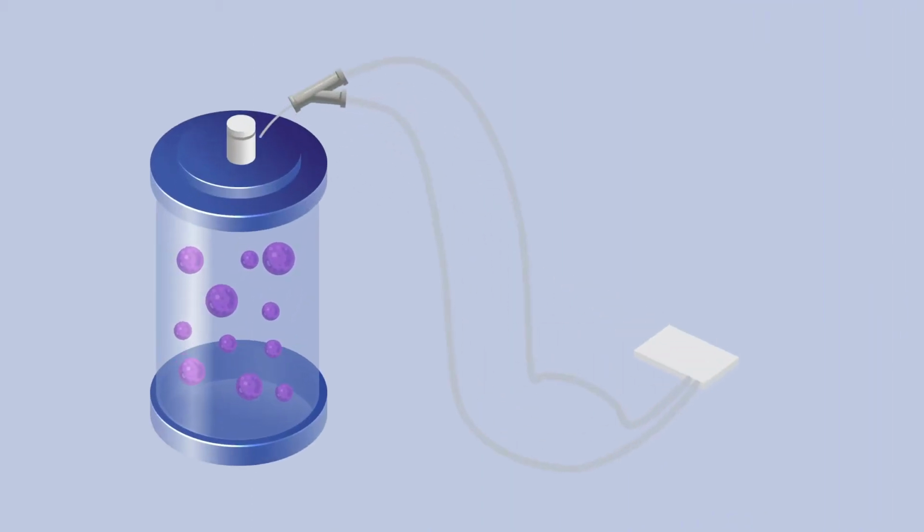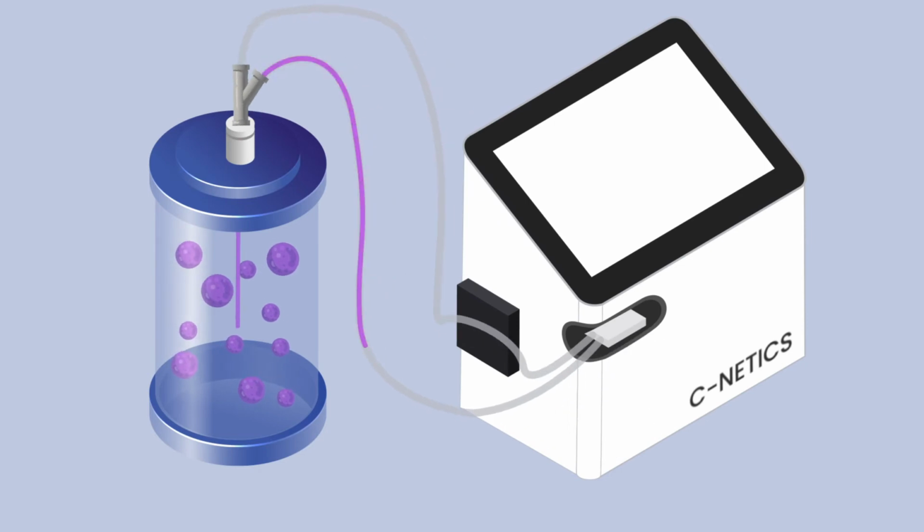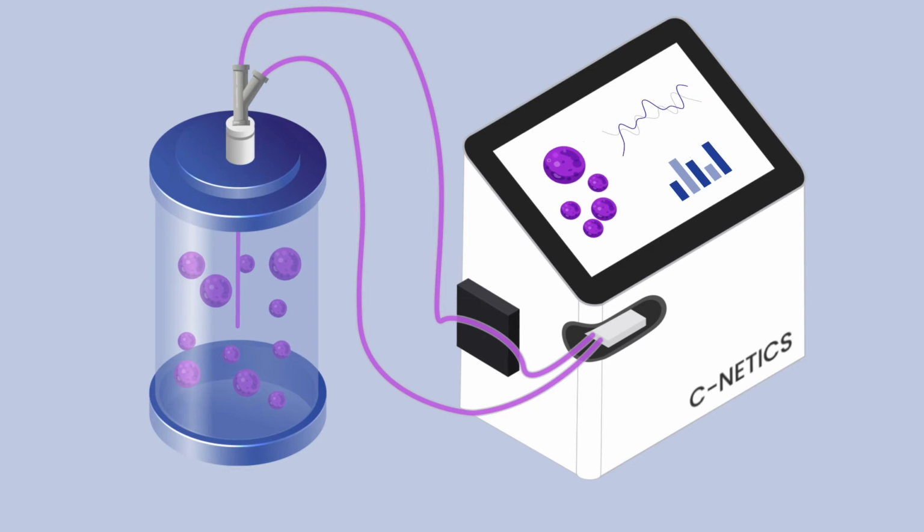The single-use kit is connected to the bioreactor and its microfluidic cartridge is then inserted into the C-Netics. The real-time monitoring begins and no more handling is necessary for the whole culture duration. All manual steps are eliminated, thus reducing associated risks and costs.